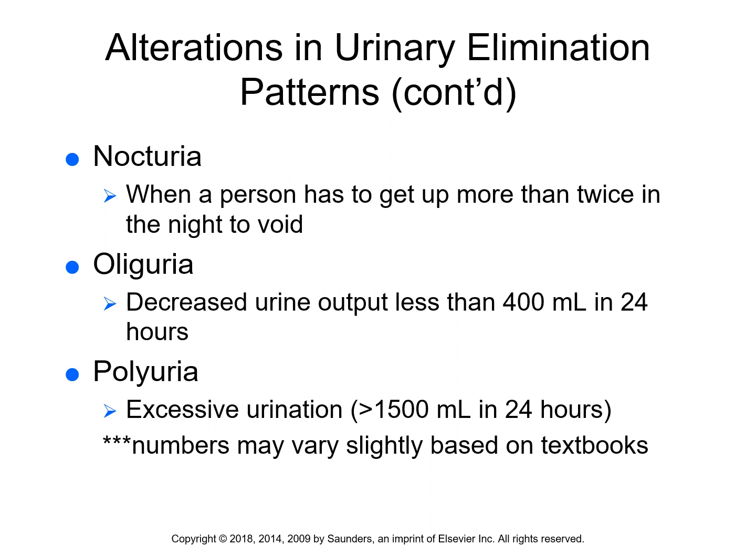Oliguria is decreased urinary output, less than 400 milliliters in 24 hours. These numbers you need to know, guys, because there's a difference. If I say anuria, it could be less than 100 or less. If I say oliguria, it's decreased urine output less than 400 milliliters in 24 hours. Polyuria is excessive urination, and that's greater than 1,500 milliliters in 24 hours.